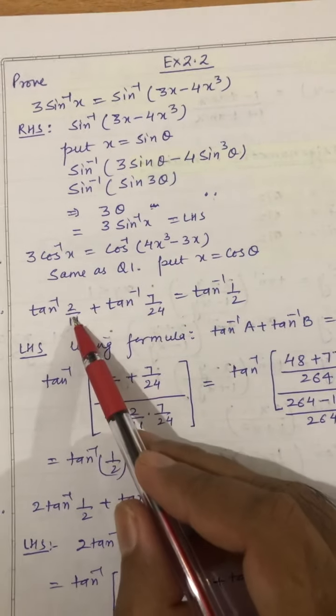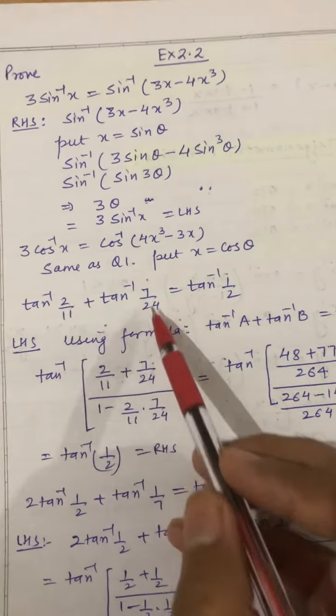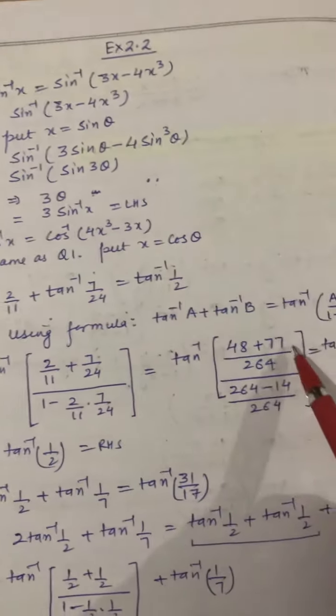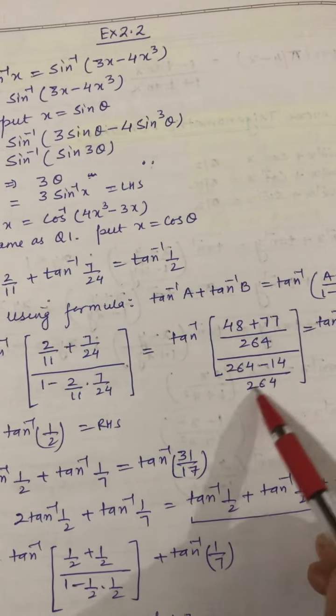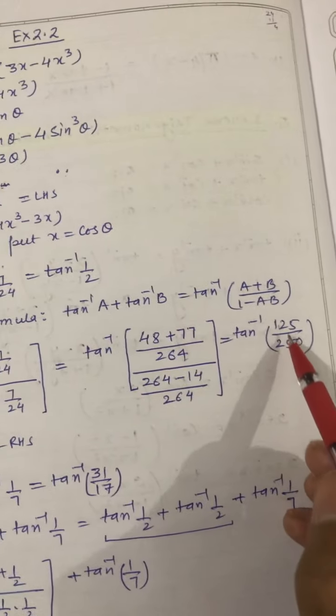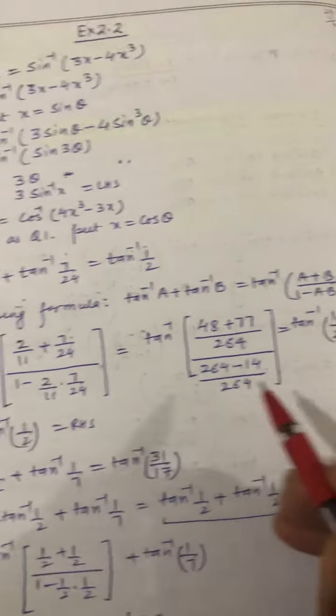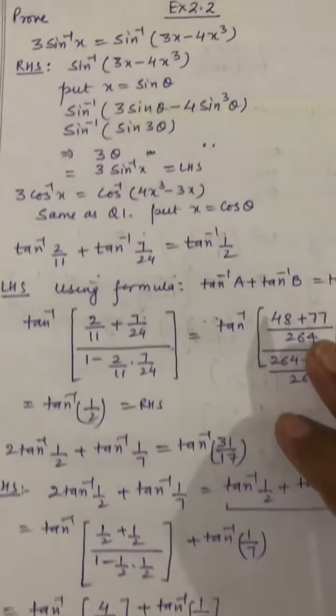So tan⁻¹((A + B)/(1 − AB)). On simplifying this by taking the LCM and cross multiplying, what will we get? 264 will cancel out. So we get the answer as tan⁻¹(125/250), that is tan⁻¹(1/2). So this is the right hand side. So taking LHS, we get RHS.